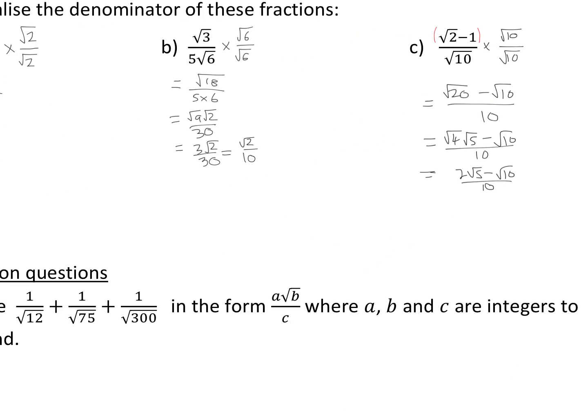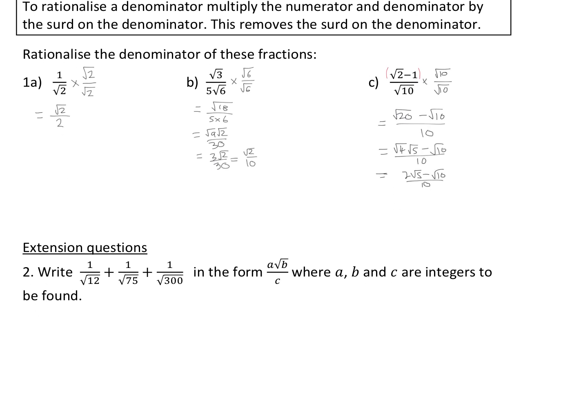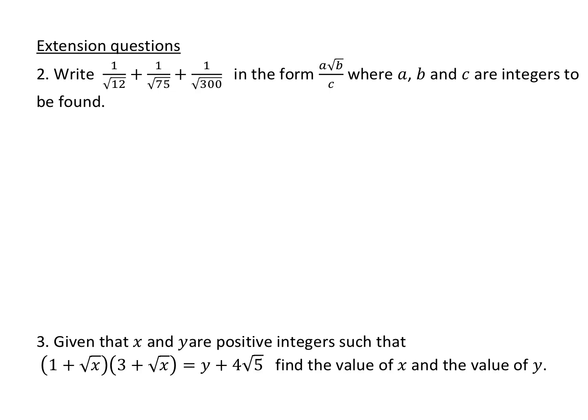Okay, that's the process. These are just extension questions which are trying to really test your understanding. So we have to write 1 over root 12 plus 1 over root 75 plus 1 over root 300 in this form. If you notice that form, I can see straight away we've got c, and a, b, and c are integers. So we have to have the denominator rationalised. So what I'm going to do actually is rationalise these first. That might make it easier to then bring them all together to get this format.